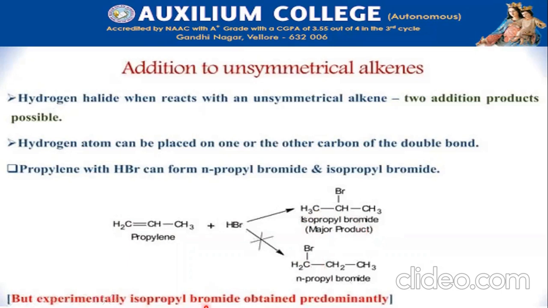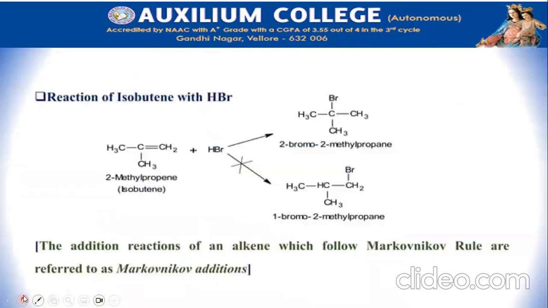But experimentally, isopropyl bromide is obtained predominantly. The propylene added with HBr gives isopropyl bromide as the major product, whereas n-propyl bromide is the minor product. What is the reason? This is according to the rule we are going to see. The addition reaction of an alkene which follows Markovnikov's rule is referred to as Markovnikov's addition.